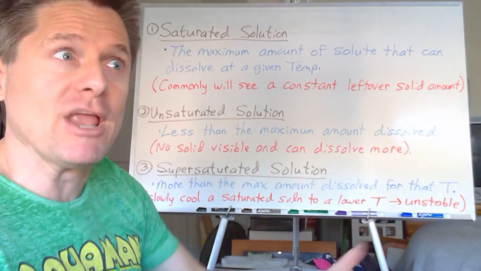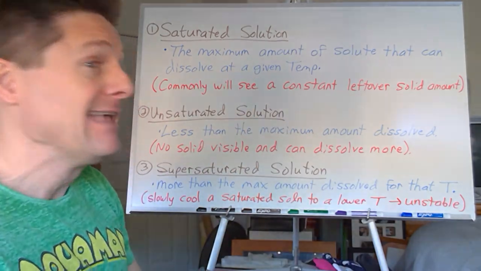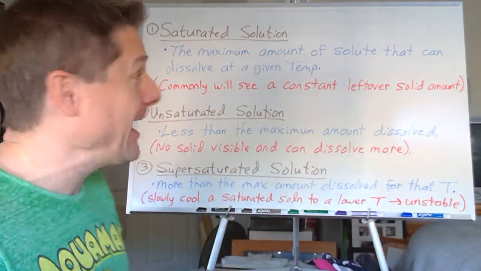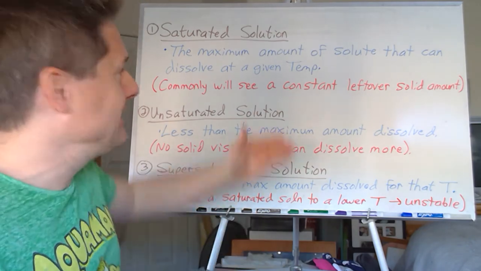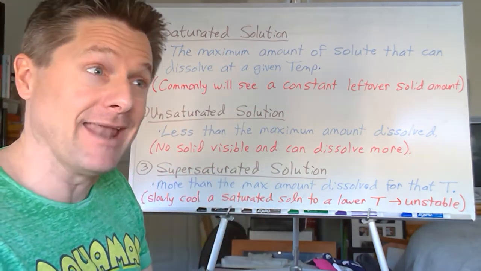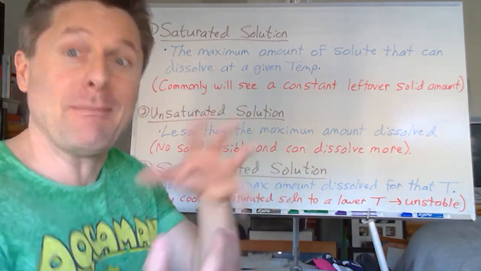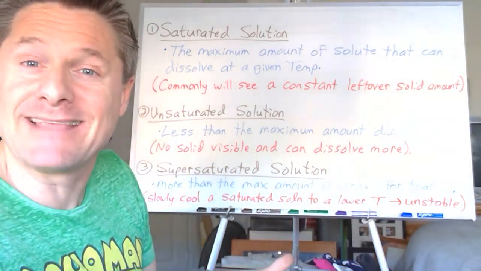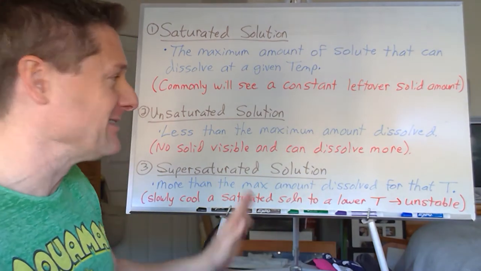I'm sure you've heard those terms. Like I said, an unsaturated brain can get more information in. A saturated brain, it's done. So really, it seems like those should be the only two options. Either you have the maximum amount dissolved or less than. How could you have more than the maximum amount? That doesn't really make a whole lot of sense. So there's other definitions for this, but I just like this one.